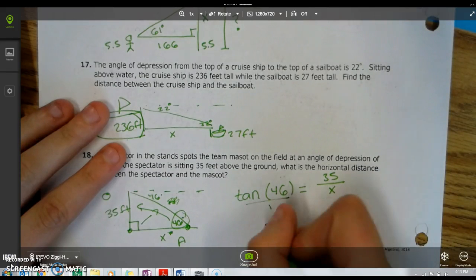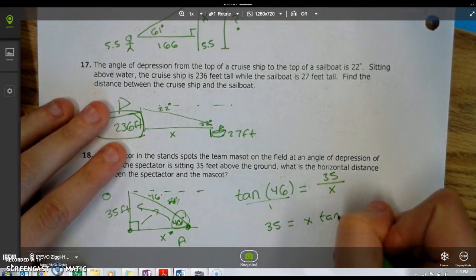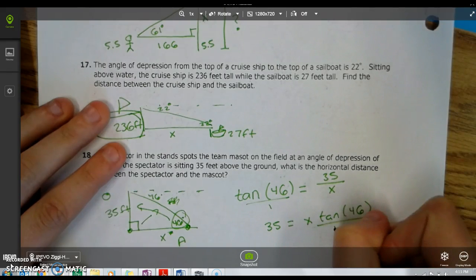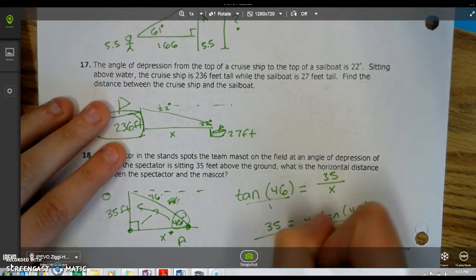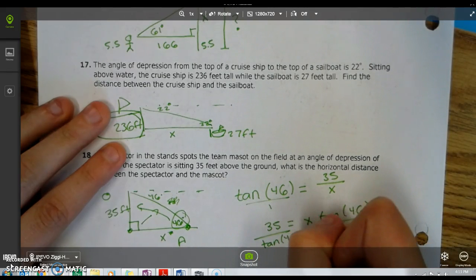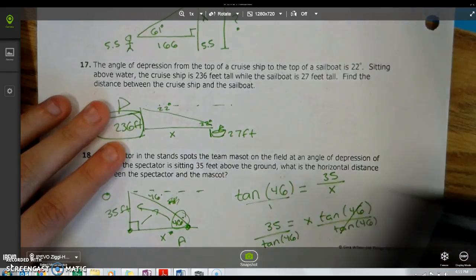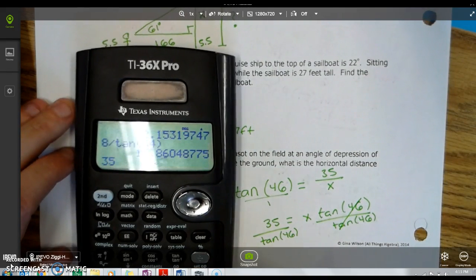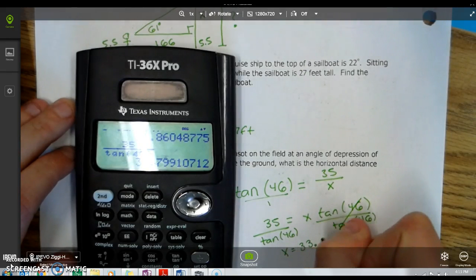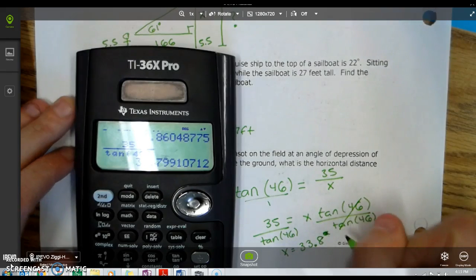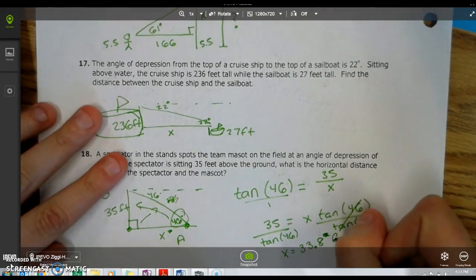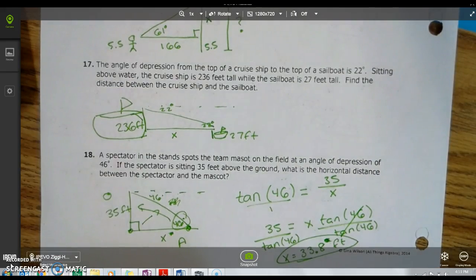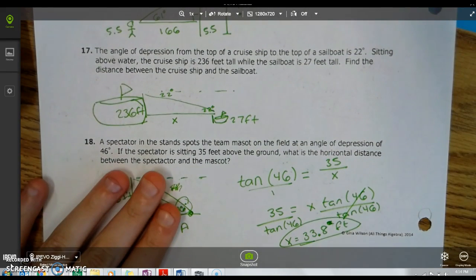Cross multiply. Not big. What are we measuring? Feet. There you go. That is right.